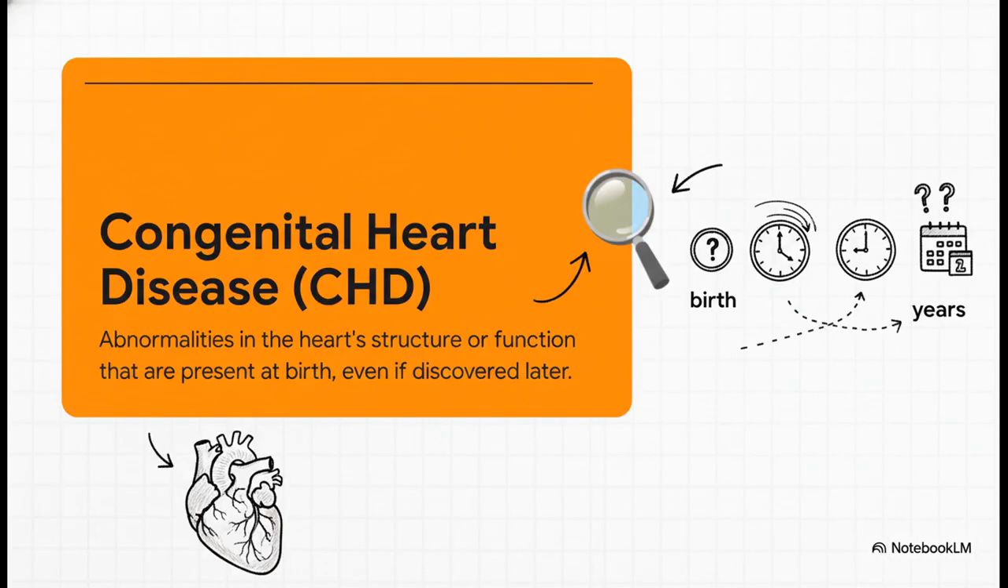And here we have it, the official definition. Congenital heart disease, or CHD for short, is really any kind of abnormality in the heart's structure or its function that is there from the moment of birth. But, and this is a really important point, present at birth isn't the same as found at birth. Some of these defects can actually go completely unnoticed for months, or in some cases, even years.